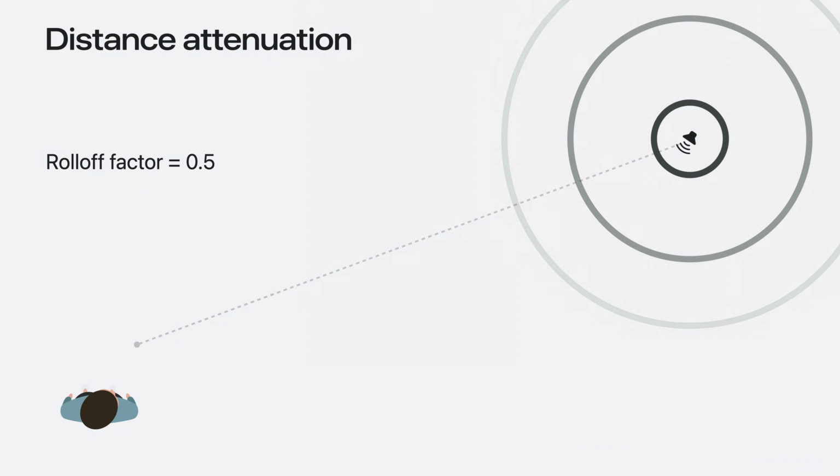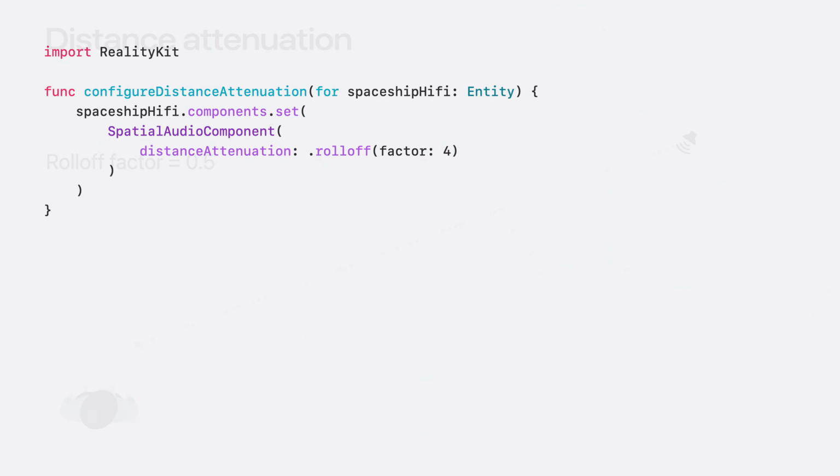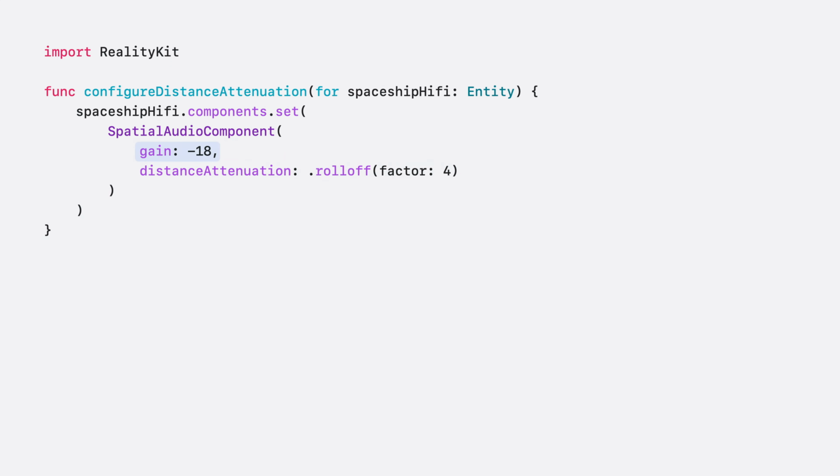Now let's configure the distance attenuation for our audio. Here, I'll configure the distance attenuation with a roll-off factor of 4 so that we only hear certain sounds when the ship gets really close to us. I'll turn down the gain of the spatial audio source so that we only hear the spaceship's music when it's very close.